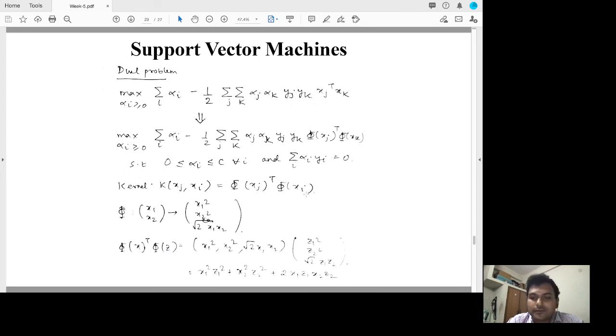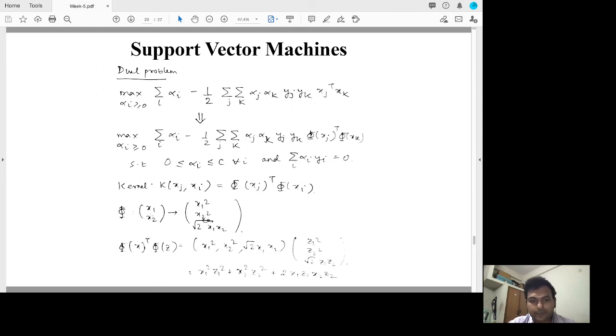This is the definition of kernel. There is one more condition to this, which means it should be positive definite, but I leave that for now. So this is the definition of kernel. Let's consider this as the definition of kernel, which is k of xj comma xi equal to phi of xj transpose into phi of xi.